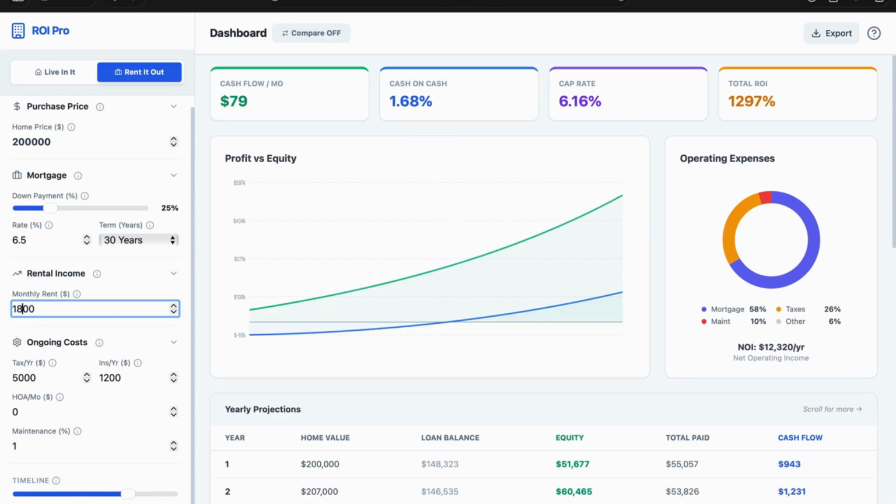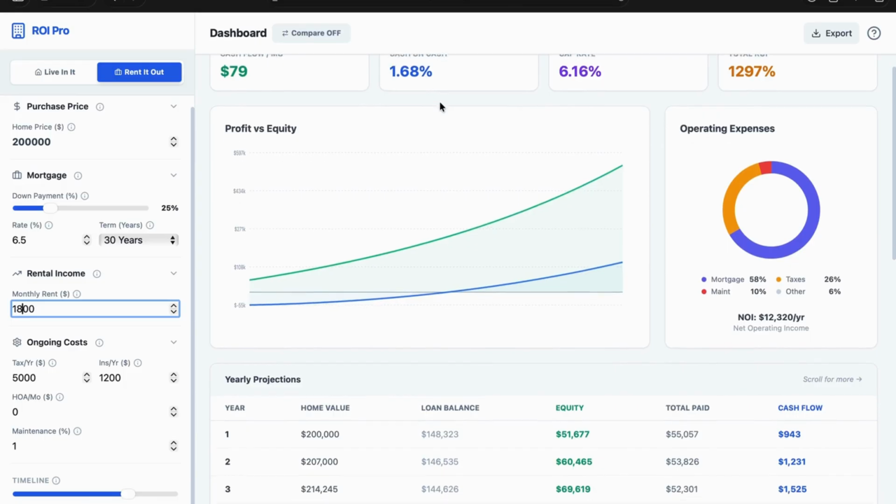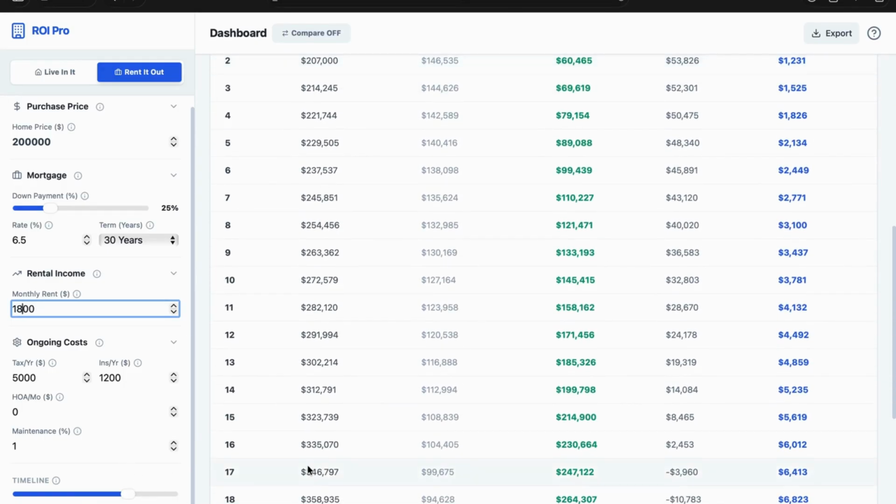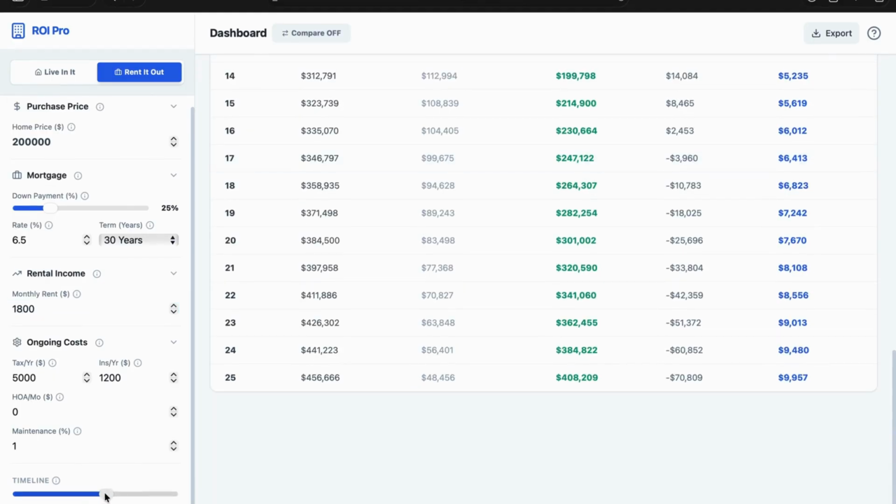Let's increase the rent to $1,800. Now, we see positive cash flow and a healthy cap rate. On the right, the profit versus equity chart visualizes your long-term trajectory, allowing you to hover over specific years to see your projected equity growth. Scrolling down, the yearly projections table gives you the hard numbers year by year.